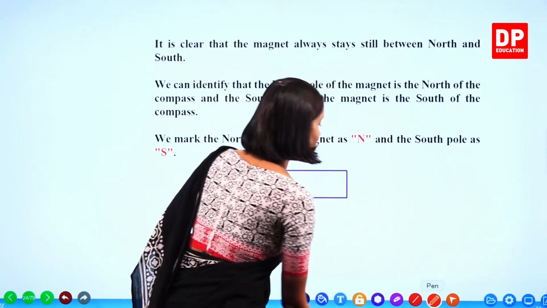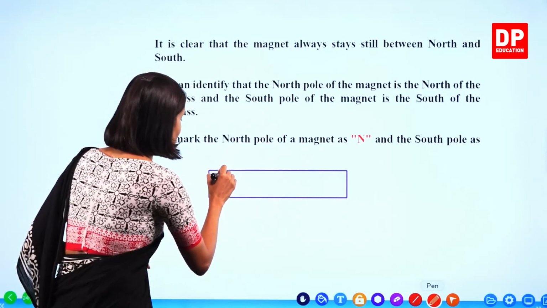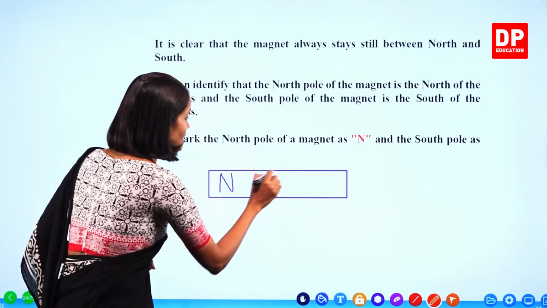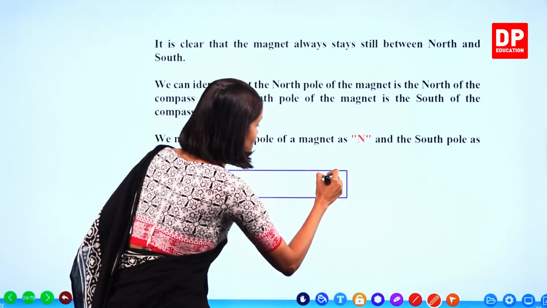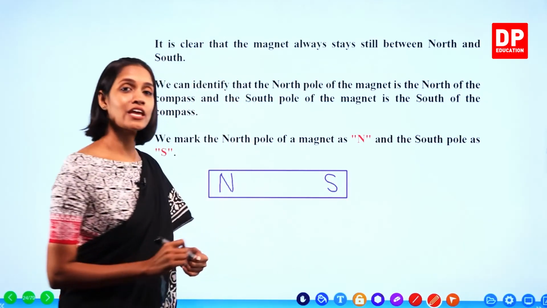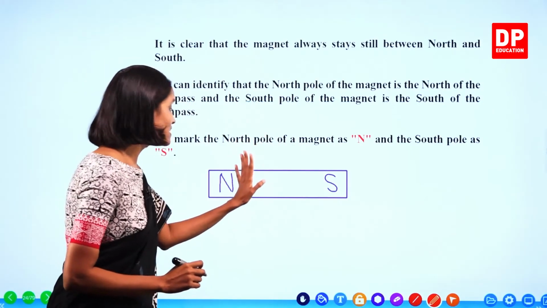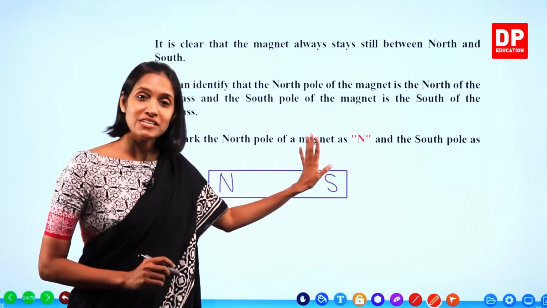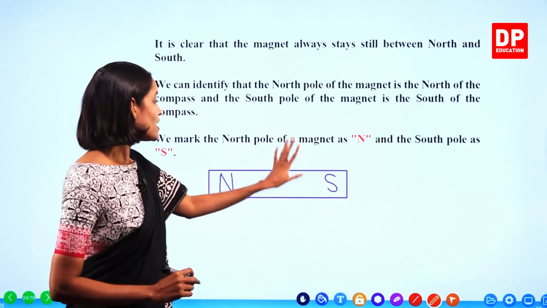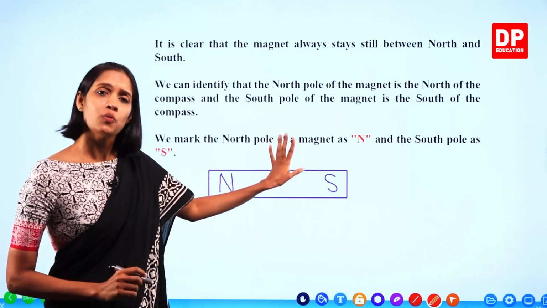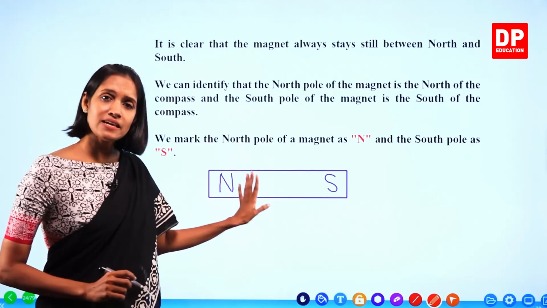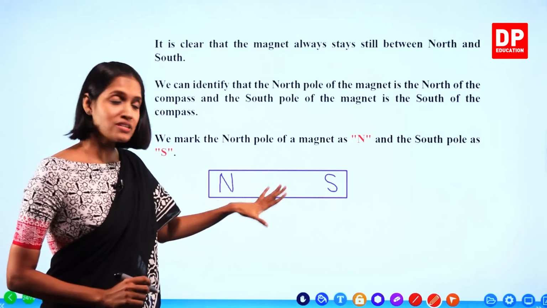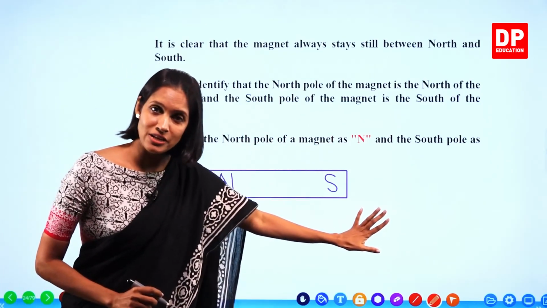So if you observe the magnet carefully, you will see on the red side there's a mark as capital N. On the blue side, there's a mark as capital S. Right? The red side is marked as capital N. The blue side is marked as capital S. So you know that when we hang a magnet freely, what will happen? It always stays still with the red side to the north direction that we marked on the table and the blue side towards the south direction.